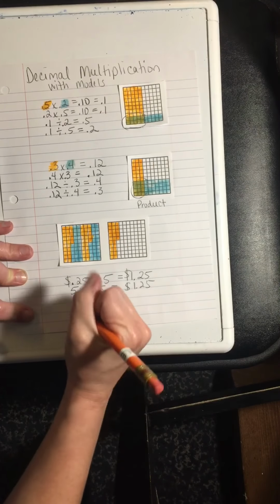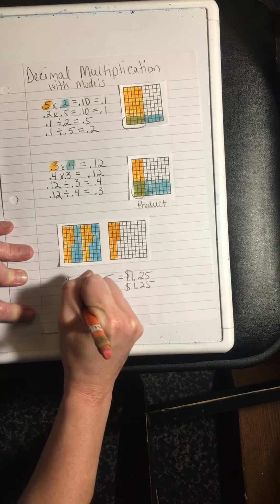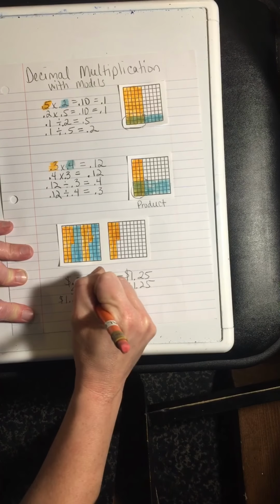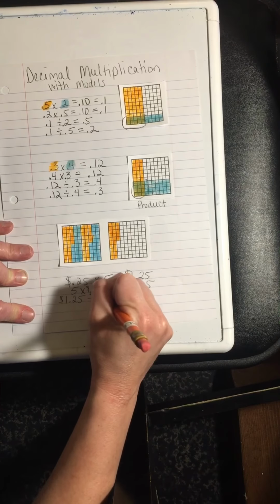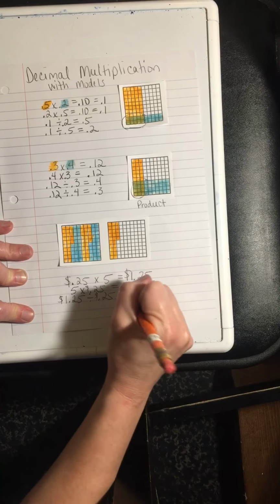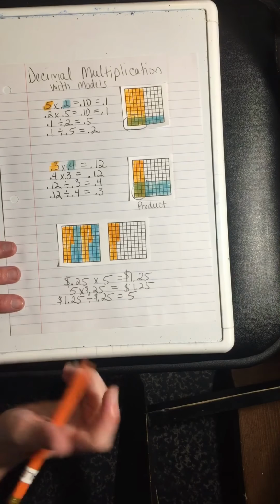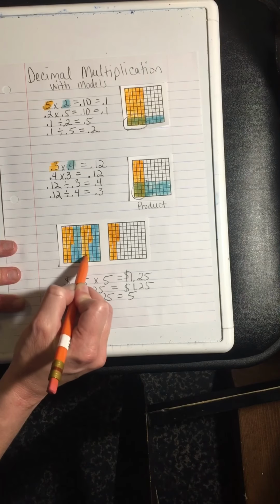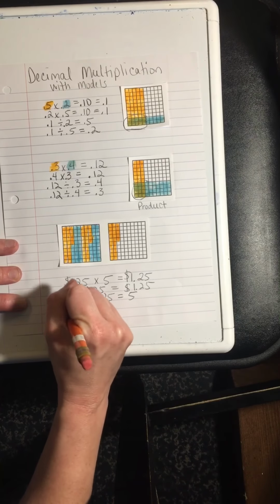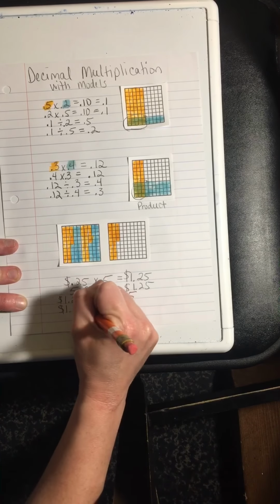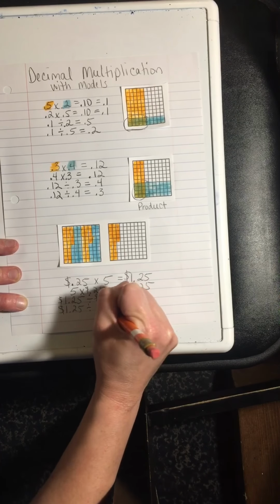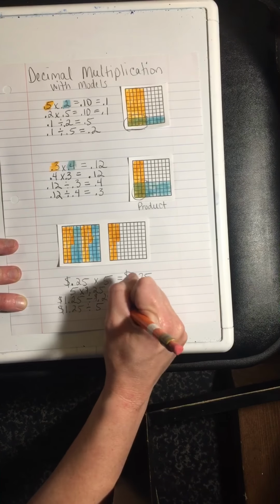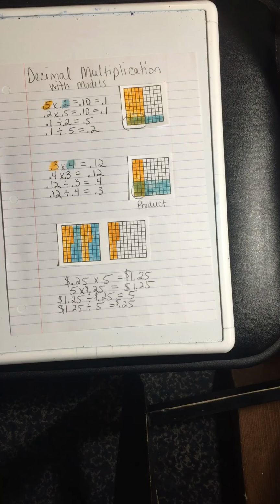And then we could also do $1.25 divided by 25 cents, which would give me 5 groups. How many groups did I create of 25 cents? Well, 1, 2, 3, 4, 5. And then I could also do $1.25 divided by 5, which equals 25 cents in each group. Okay, so that is how your fact family works for your decimal multiplication with a whole number.